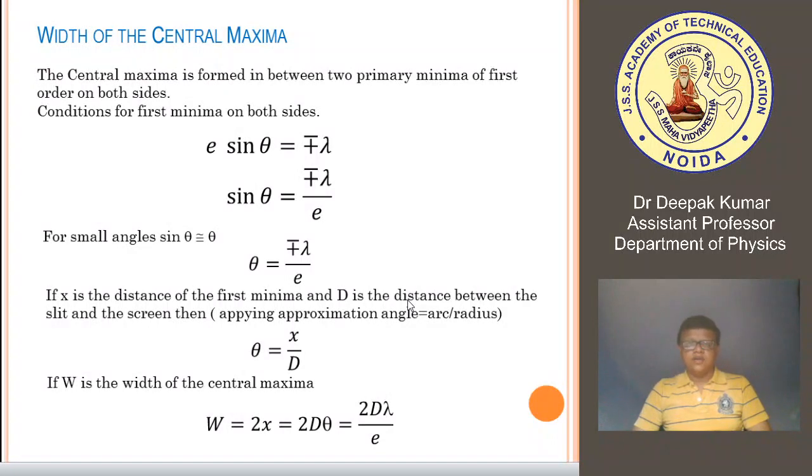This is all for today's class. In the next class we will discuss double slit diffraction as well as N slit diffraction along with the properties of the grating.